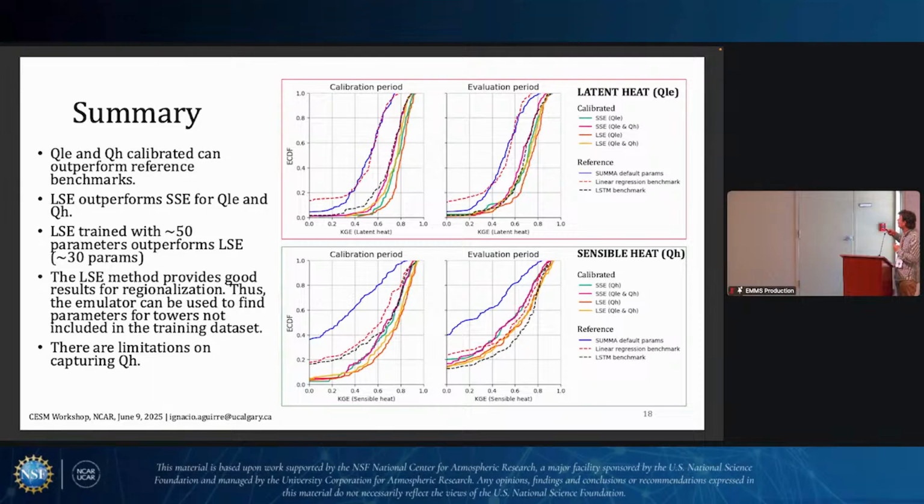But we do know that this model is really cheap, so we can run this using only 1,000 simulations of the model, so it's quite cheap, and we can get very good results. And we can have both fluxes good at the same time.